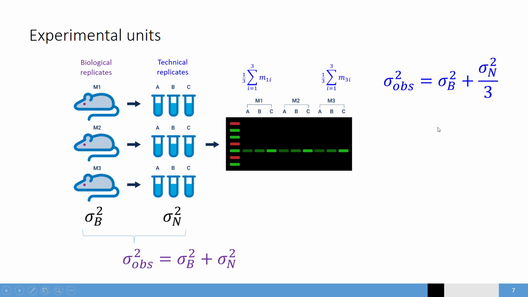Sometimes that's fine, and some other times by averaging you are gaining a lot. So it depends on what is actually the noise with respect to the biological variance. If the noise term is much larger than the biological term, then doing technical replicates will have an important impact on the variance of your observations. If the noise term is much smaller than the biological term, then there is no point in making technical replicates.